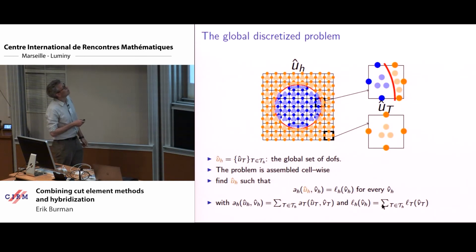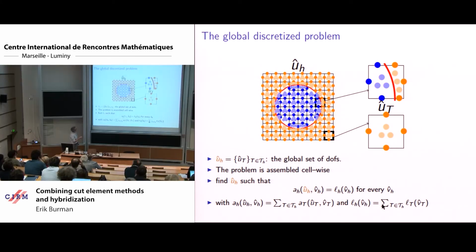Anyway, those are our operators, and now for the global discretized problem, you get into this situation where you have uncut cells with degrees of freedom here, and you have cut cells with their degrees of freedom here. We introduce a variable for the global set of degrees of freedom, and then we come to this canonical form, where this global H is the sum of the local operators, and this global L is the sum of the local operators.